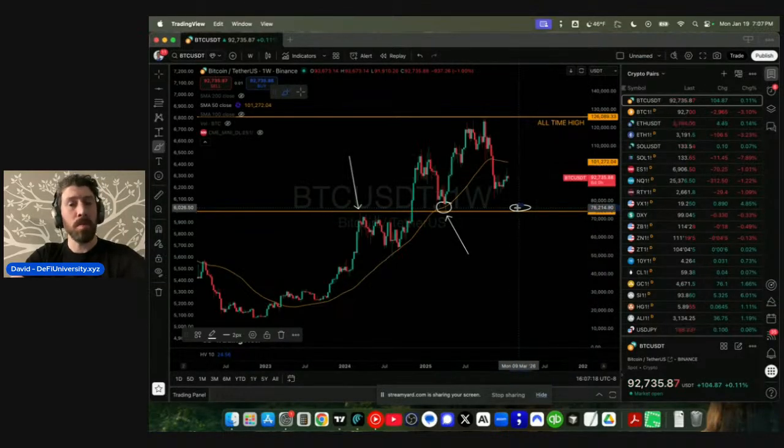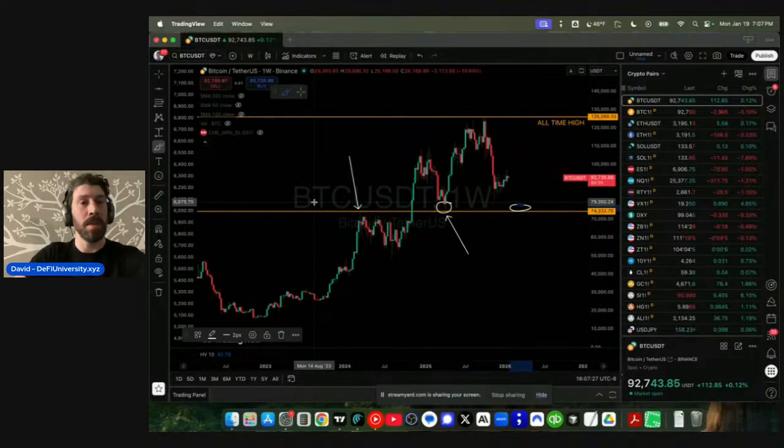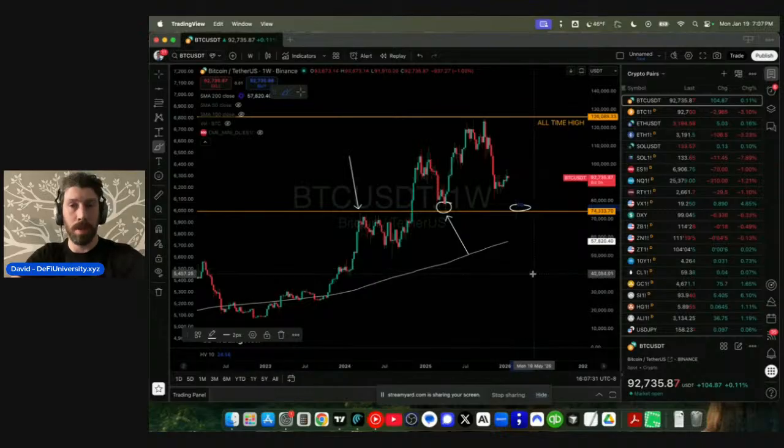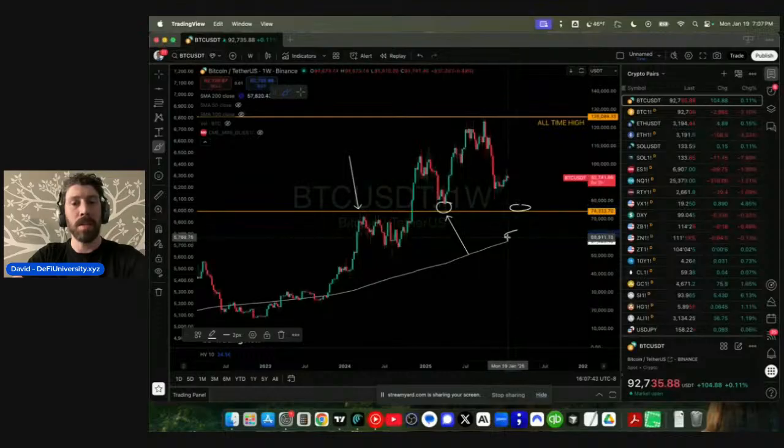Now, here's the reason why I don't expect that level to eventually hold. I think it will eventually break. And the reason for that is if I remove that 50-week moving average and instead I throw down a 200-week moving average, Bitcoin tends to test its 200-week moving average during bear markets. And so a test of the 200-week would actually bring BTC closer to like the mid 60s or so.